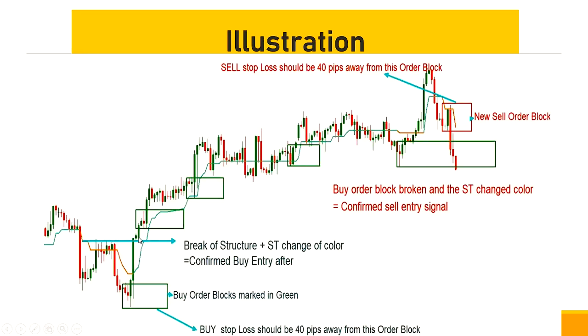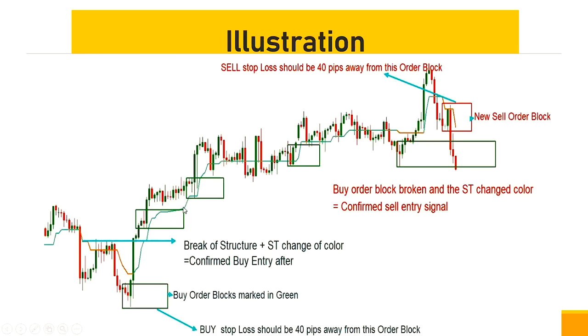But I have put arrows on the super trend that I use so that it can show me. I'm going to see a way to attach it so that you can also get the same super trend that I have. So let's say the super trend changed color here. You will have entered with this candle. This is your order block, your buy order block. Stop loss should be 40 pips away from this order block.